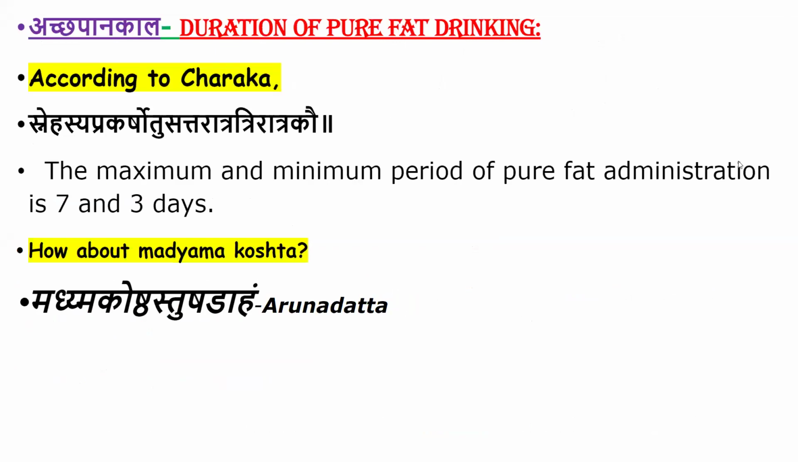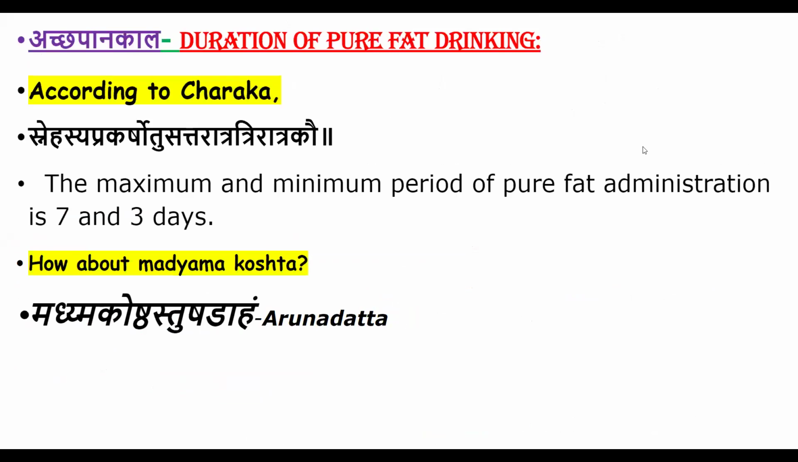Then next is Achapana Kala, the duration of Achapana. According to Charaka, Snehasya Prakarshotu Sat Triratra Saptaratrakau. So basically for Mridu Koshta it is 3 days, and for Krura Koshta it is 7 days. About Madhyama Koshta, Arunadatta clearly explains Madhyama Koshtastu Shadaham, so maximum 6 days. Even in Ashtanga Hridaya it is mentioned as 5 to 6 days. A Madhyama Koshta person will get some mixed Snigdha Lakshanas on the 5th or 6th day, whereas the Krura Koshta person, if you administer the proper dose at the proper time, will for sure get Snigdha Lakshanas on the 7th day.